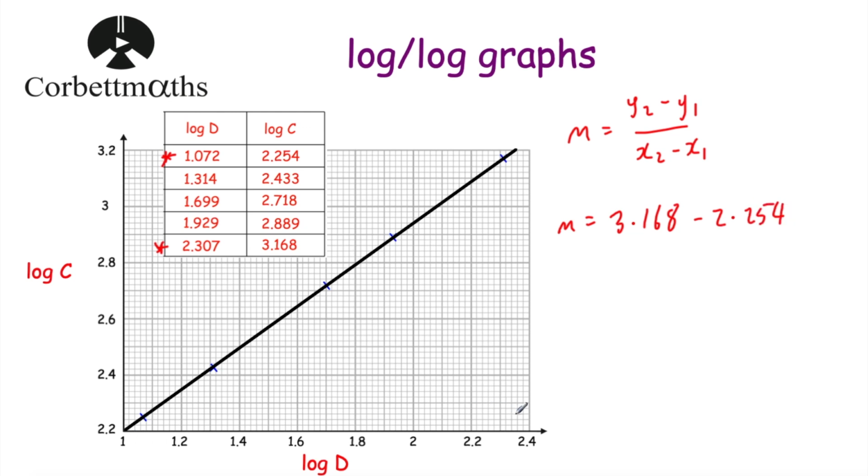If you had drawn a little right angle triangle, you would have taken the height of this one and taken away the height of that one, and that's what we're doing here. This is divided by the difference in the horizontal positions. The horizontal position of this point, x2, is 2.307, so 2.307, subtract the horizontal position of this point, which is 1.072. When we work this out, we'll find the gradient of the line. Let's type this into our calculator and see what we get.